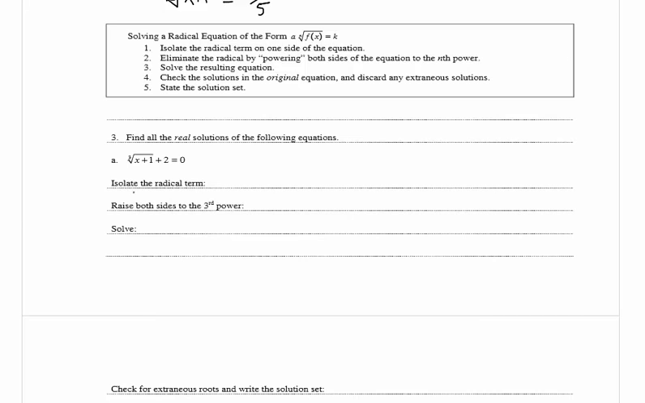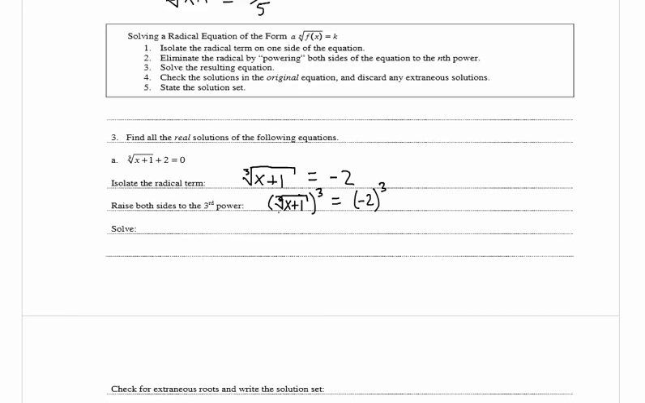And it wants us to isolate the radical term. So we have the cube root of x plus 1 is equal to negative 2. And now it wants us to raise both sides to the third power. So we have the cube root of x plus 1 cubed is equal to negative 2 cubed. And now it wants us to solve.